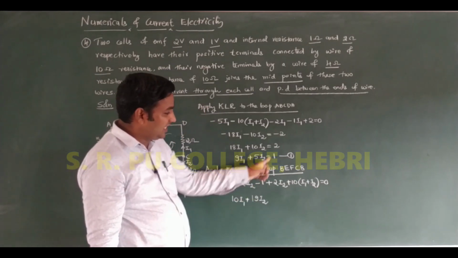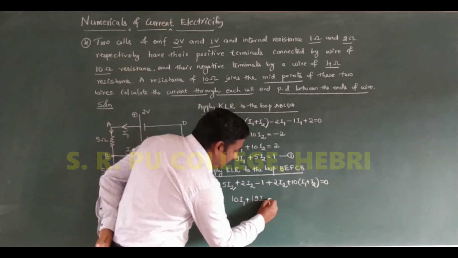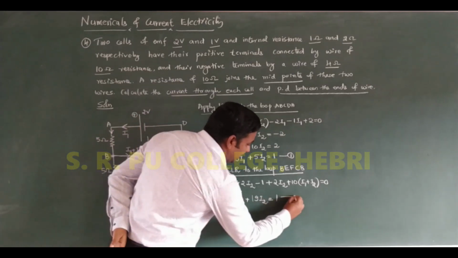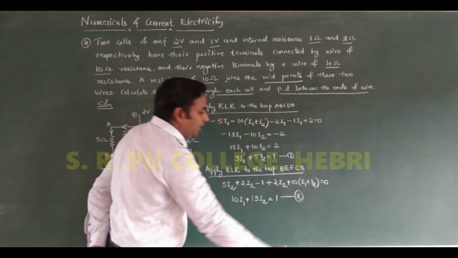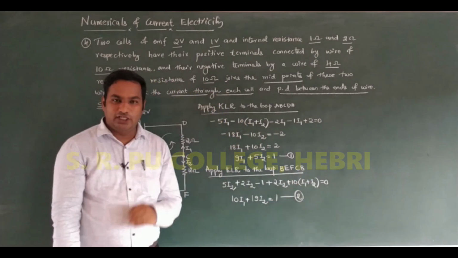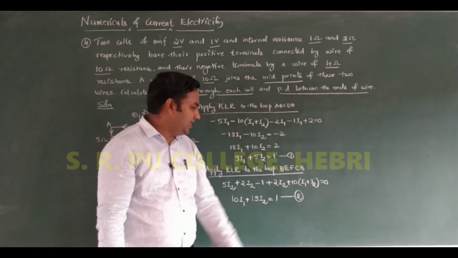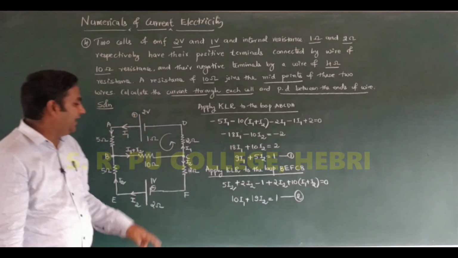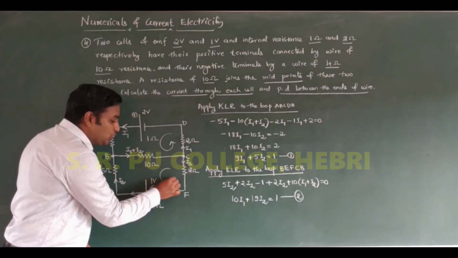Minus 1 is there, taken to that side. It becomes plus 1. I got one more equation. That equation I name it as equation number 2. Remember, I consider two important loops: one is ABCDA and the other is BEFCB. For these two loops I applied Kirchhoff's loop rule.